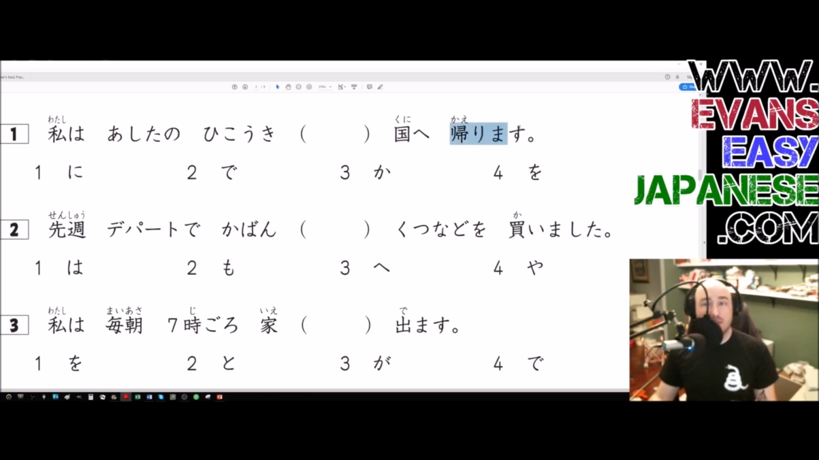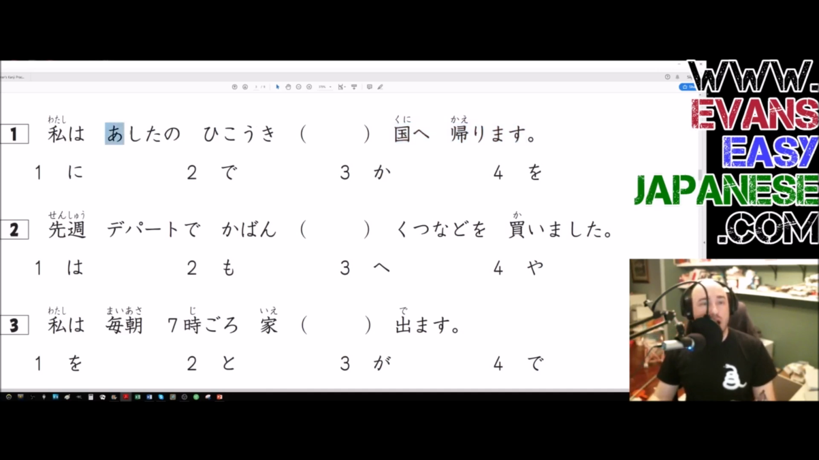The verb is kaerimasu, to return home. The e particle tells us to where he is going. Kaerimasu is a verb of movement, and so he's going somewhere. Where is he going? He's going to his kuni. Here, kuni means country. Notice kaerimasu is to return home, so he's probably a foreigner who's heading to his home country, like E.T. goes to his home world.